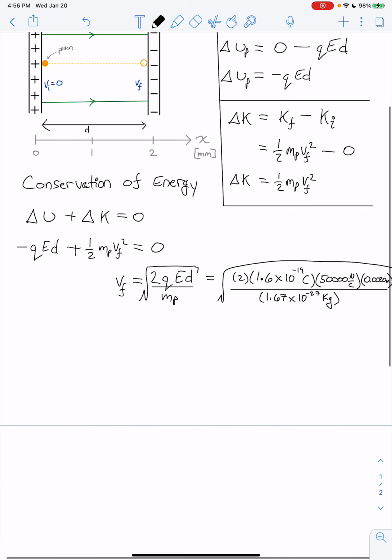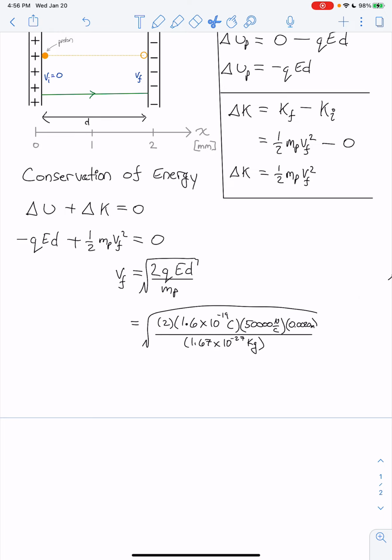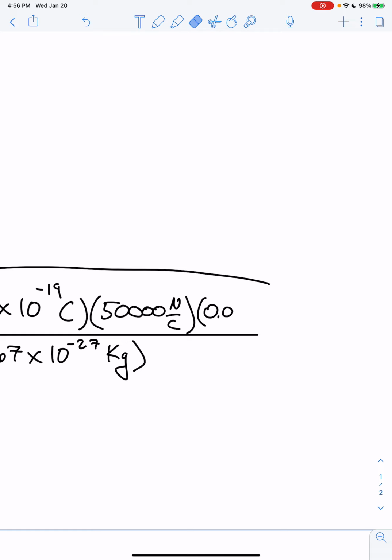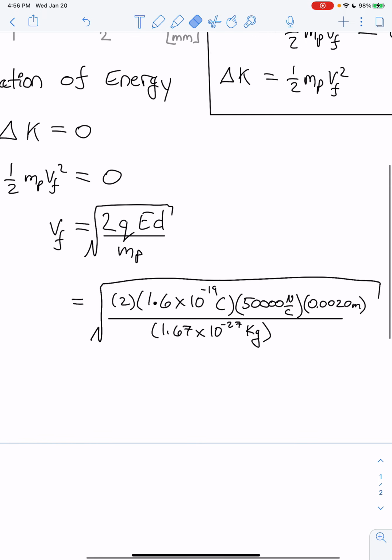Okay. So if you substitute all that, it looks a little crowded, so I'm going to move this down here to get a little bit more room. Okay, 0.0020 meters. And we had square root sign over all of this. See that a little easier, and so we can say the final velocity works out to 1.4 times 10 to the 5 meters per second.